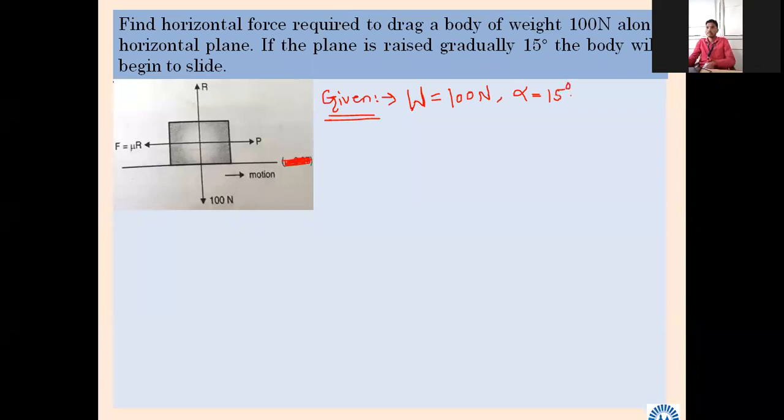It is called that because here it is given conceptually. It is not given directly in terms of angle of repose being this much. On the other hand, it is given conceptually. How? If the plane is raised gradually by 15 degrees, the body will begin to slide. In terms of this, alpha is given. It's a good thing you have come to know that. Anything else is given?